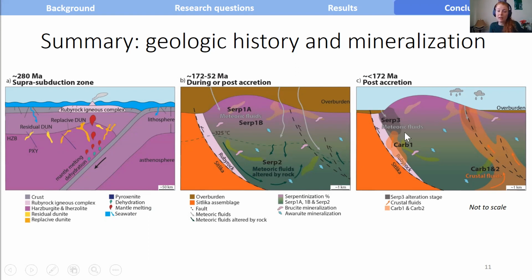Lastly, at a later point, we are also in a continental environment where we have CARB1, SERP3, and CARB2 occurring. The carbonate alteration stages are sourced by crustal fluids. They are possibly brought up by stratigraphically lower rocks through shear zones. And these 3 stages consume brucite and awaruite.